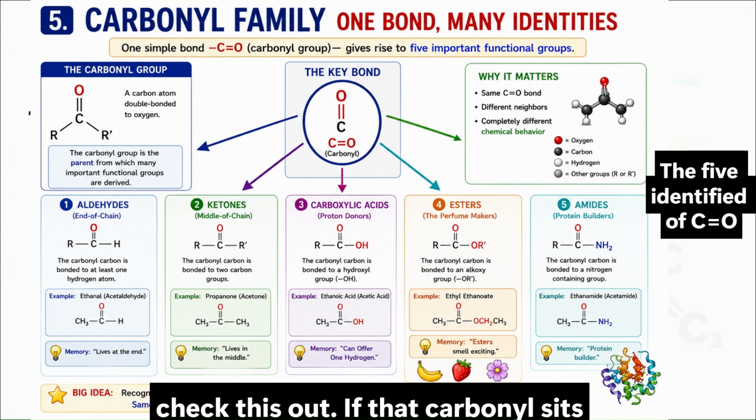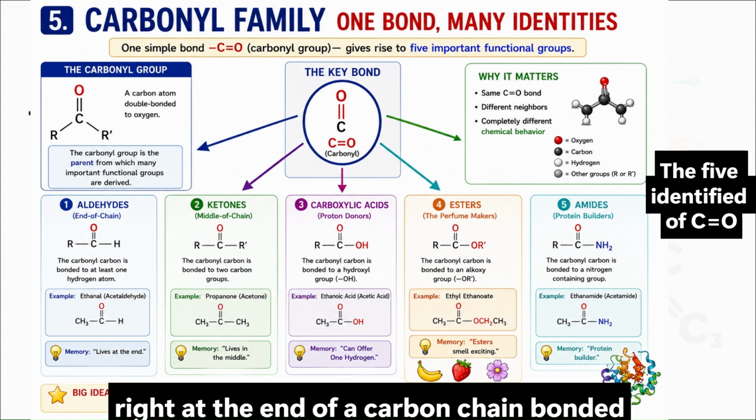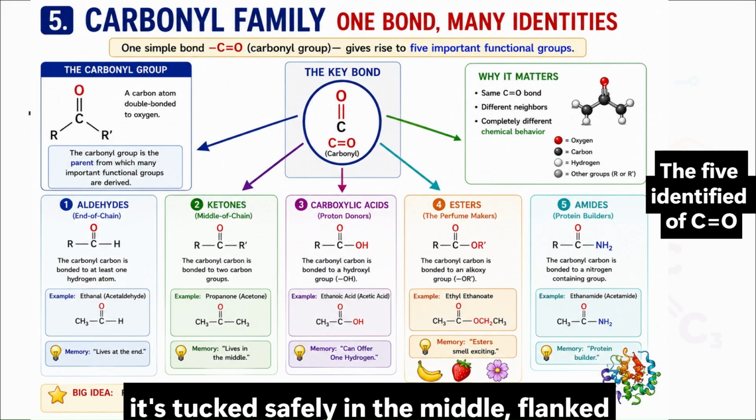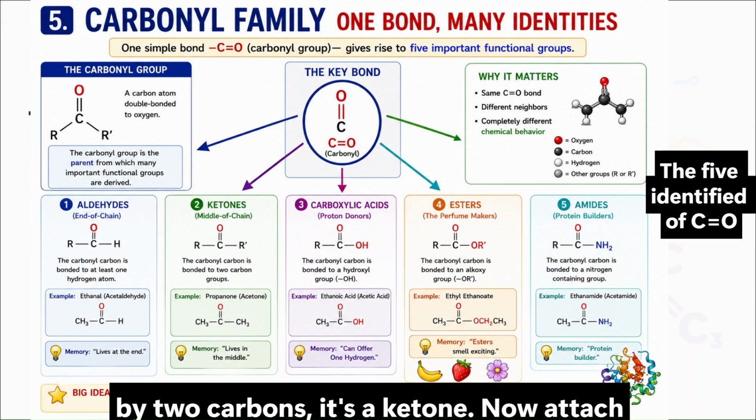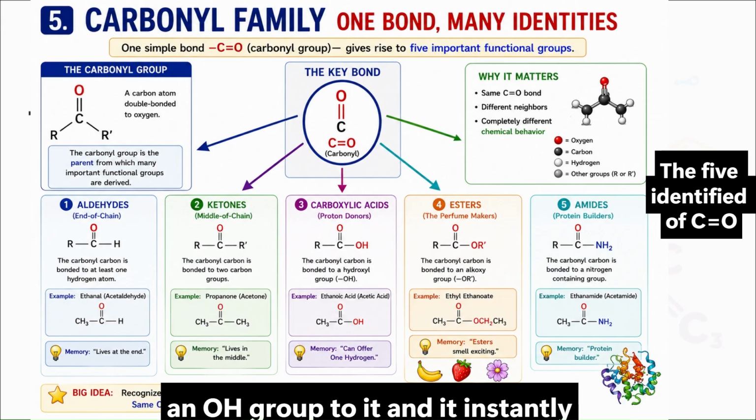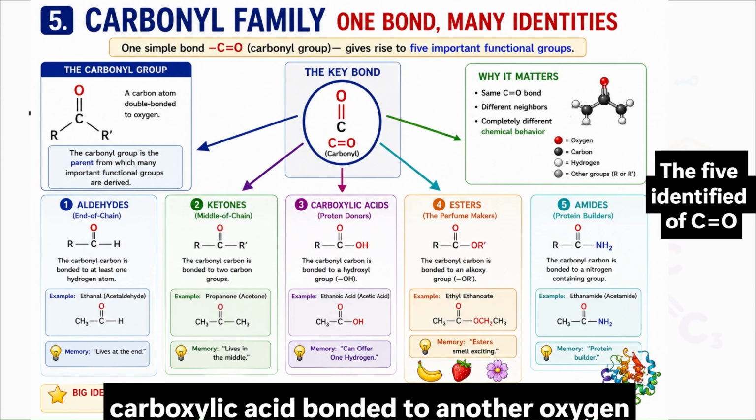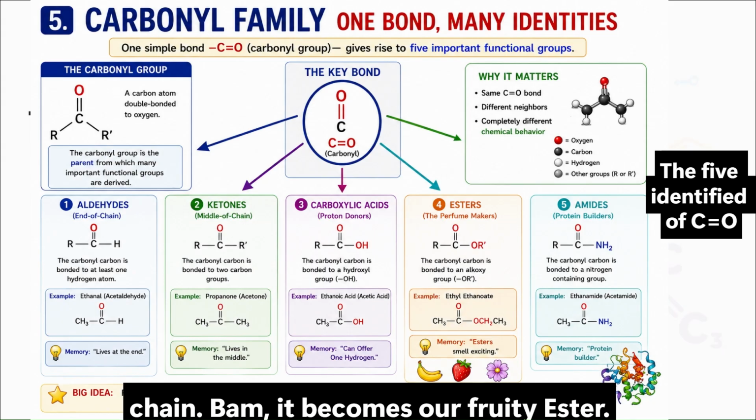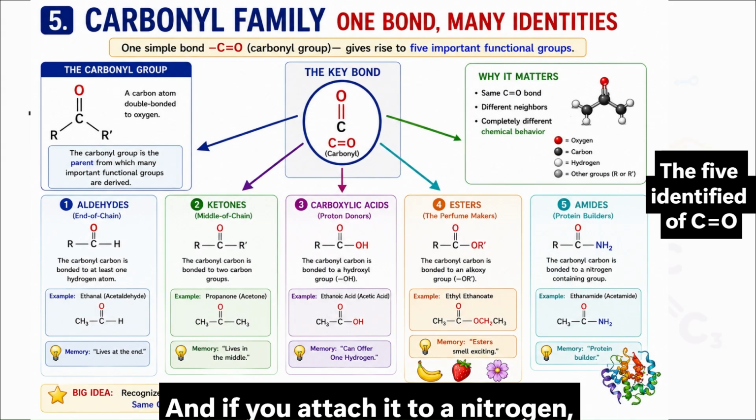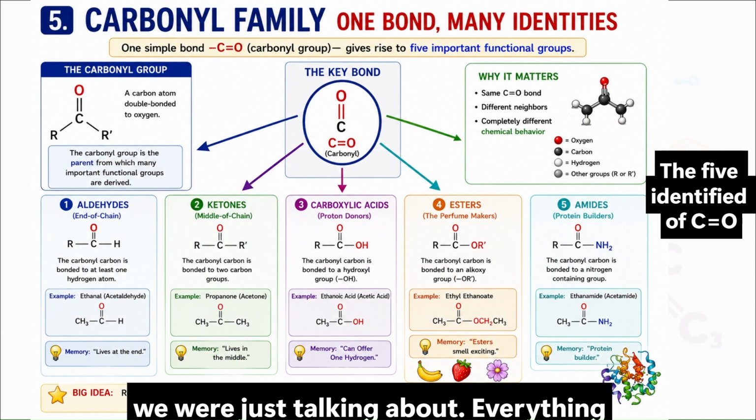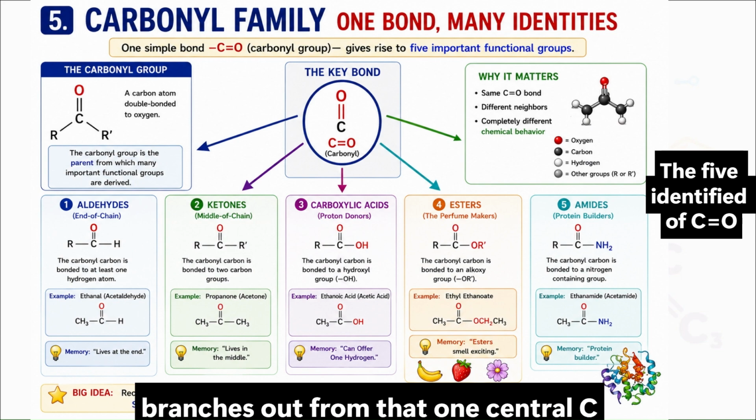So check this out. If that carbonyl sits right at the end of a carbon chain, bonded to a hydrogen, it's an aldehyde. But if it's tucked safely in the middle, flanked by 2 carbons, it's a ketone. Now, attach an OH group to it, and it instantly transforms into a sour, proton-donating carboxylic acid. Bonded to another oxygen chain, bam, it becomes our fruity ester. And if you attach it to a nitrogen, well, then it's that highly stable amide we were just talking about. Everything branches out from that one central C double bond O.